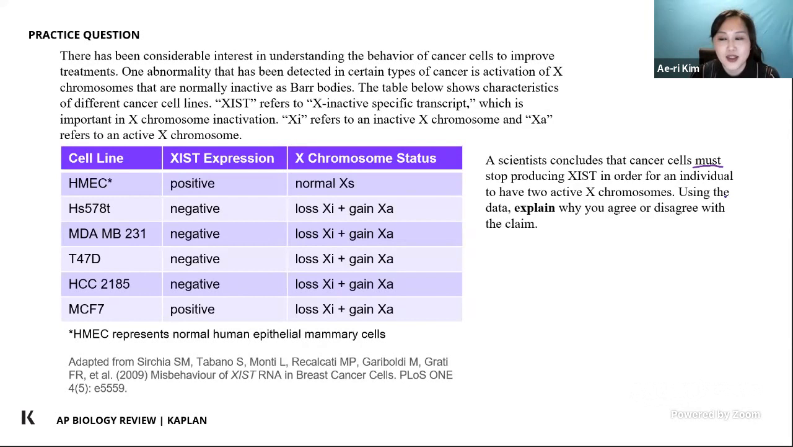Okay. So let's break this down. I'm going to be completely honest. The reason why I picked this question, first of all, is because it discusses bar bodies. And like 2 days ago in our session, we were talking about meiosis and polar bodies.